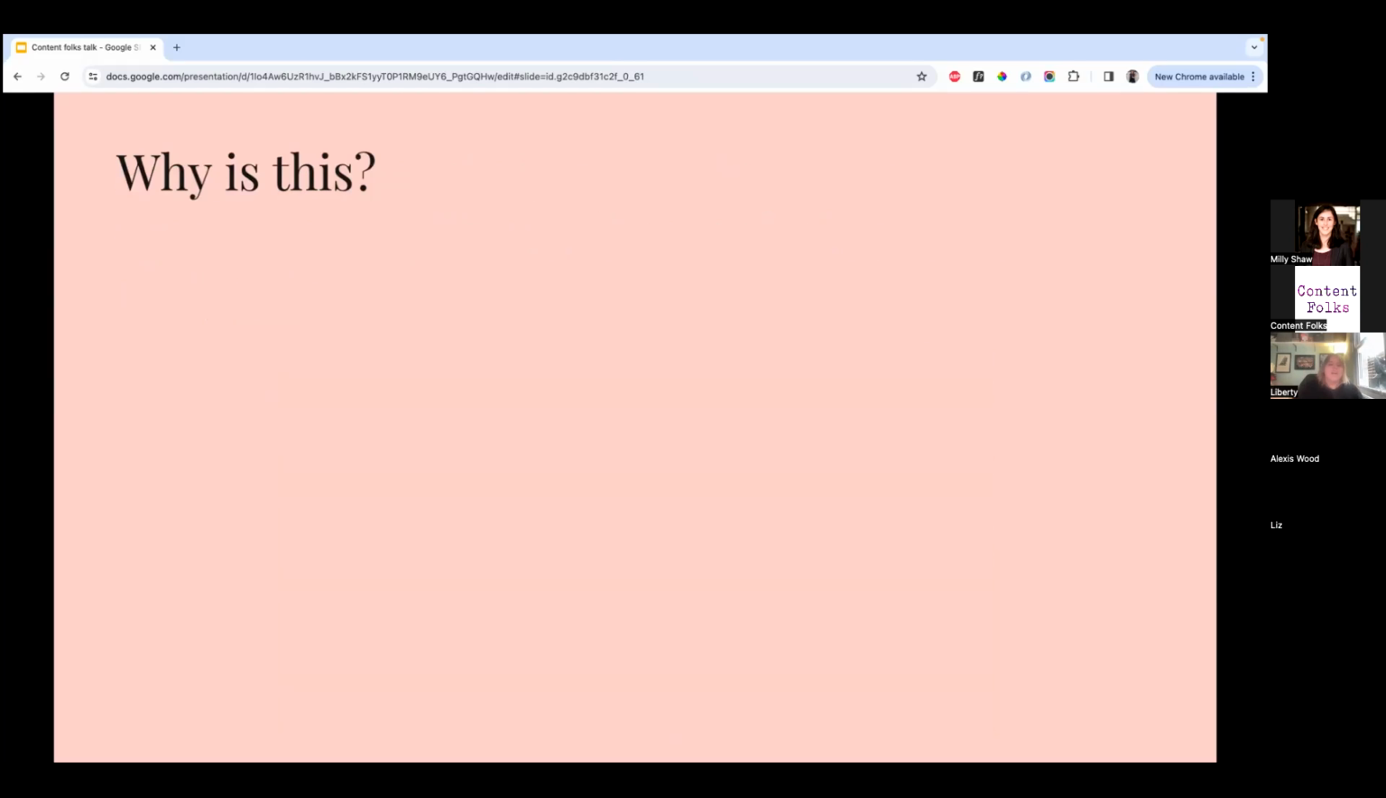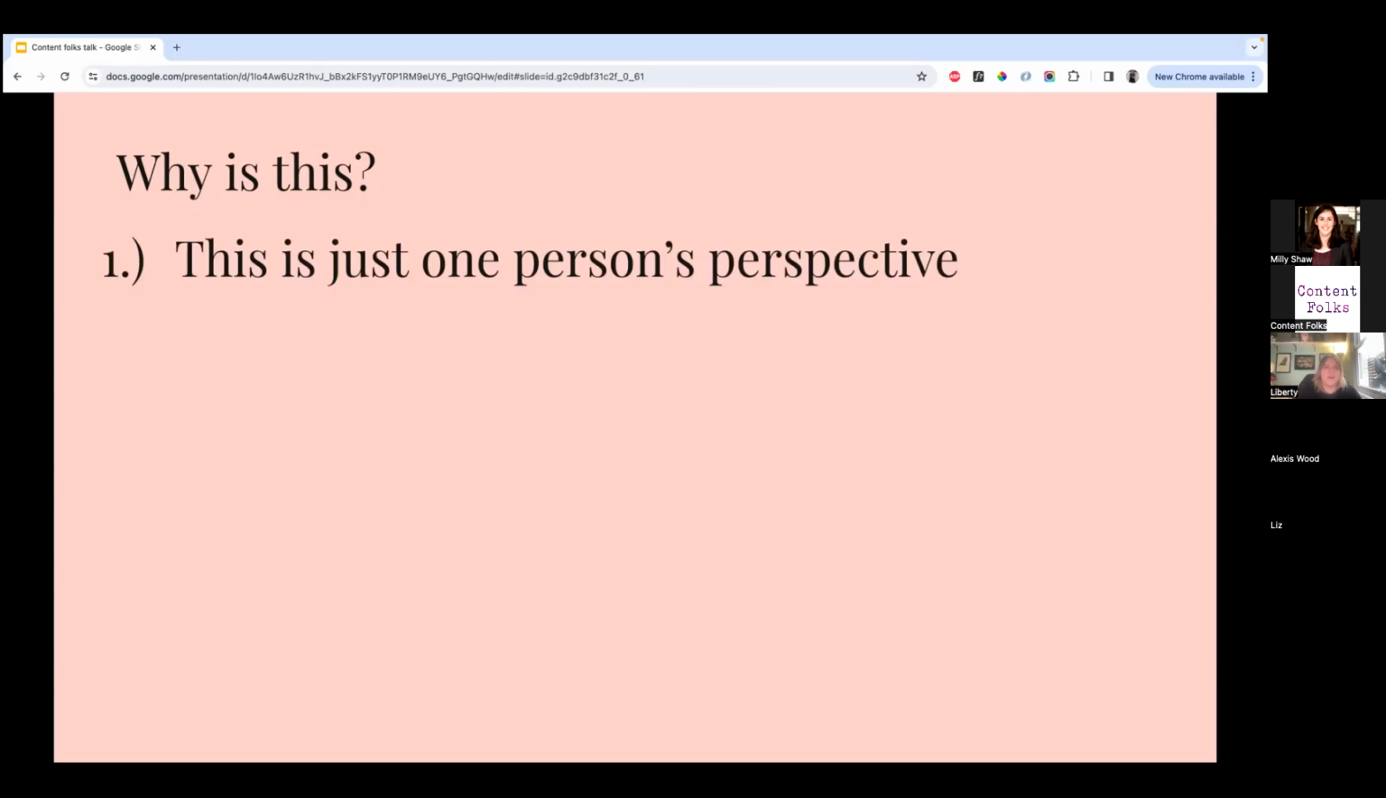So why is this? I've identified 3 reasons. One of them is very personal to me. It's because I was coming at it from my very specific perspective. We all come into content design with our own expectations and our own understandings. My experience was coming in as a career switcher in my mid to late 20s. I was 29, it was definitely my late 20s.